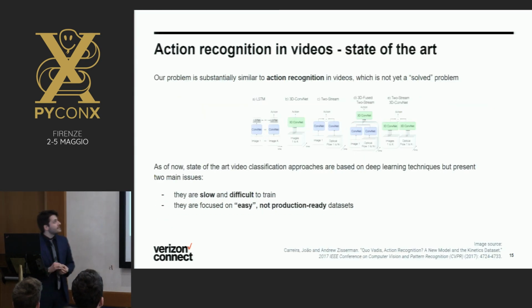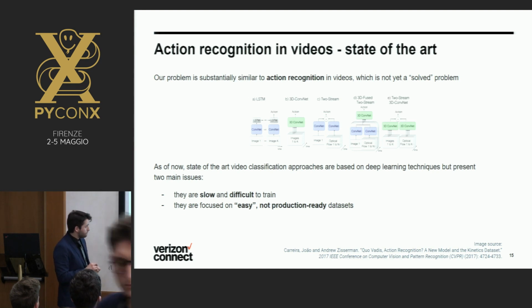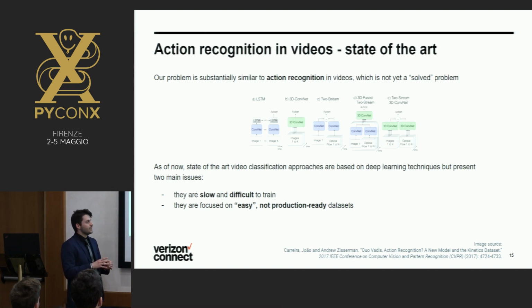Now, this problem is substantially similar to action recognition in videos. This is not yet a solved problem. Actually, it should be a solved problem, but it cannot be used in production-ready environments because of two main issues. Being based on deep learning techniques, combinations of LSTM, convolutional neural networks, and so on, they are quite slow and difficult to train, or at least too slow to be usable in a production environment.